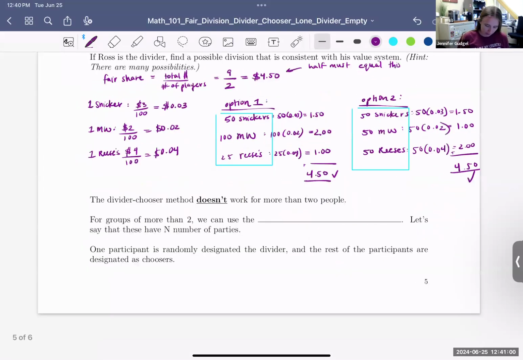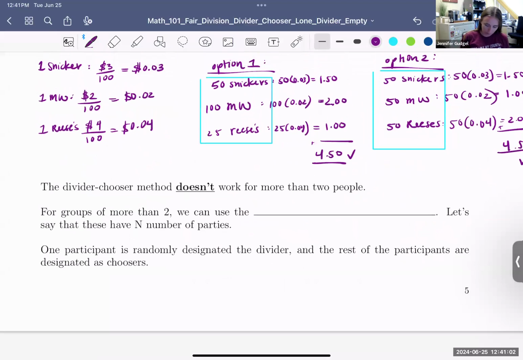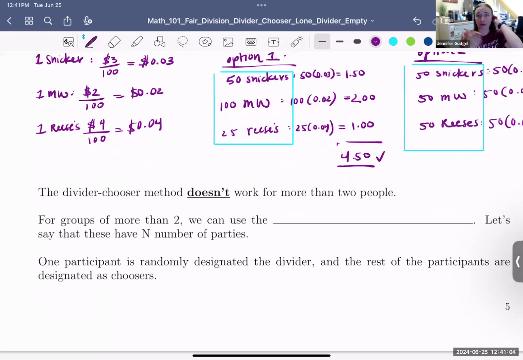Now, the divider chooser method does not work for more than two people. All right, one person cuts, one person chooses, one person divides, one person chooses. That's for two groups. If we're doing fair division in a similar way, but for more than two, we use what is called the lone divisor method or lone divider method.